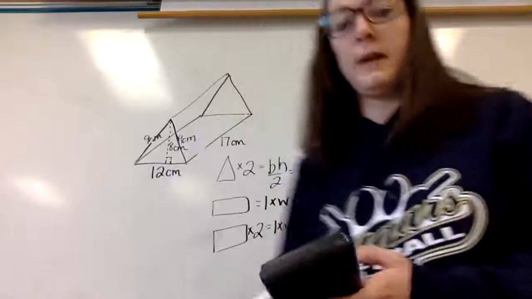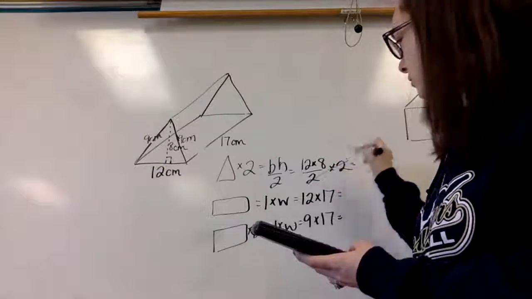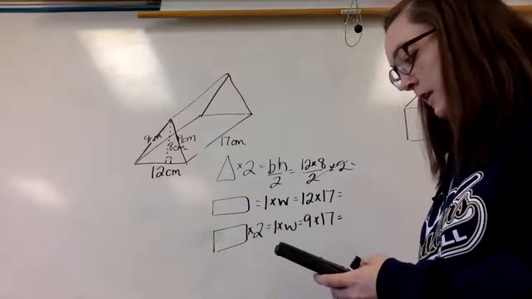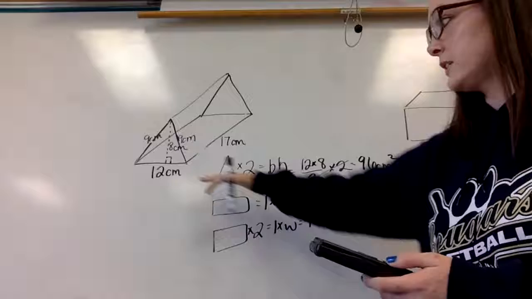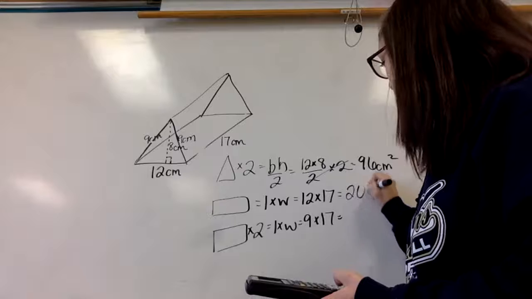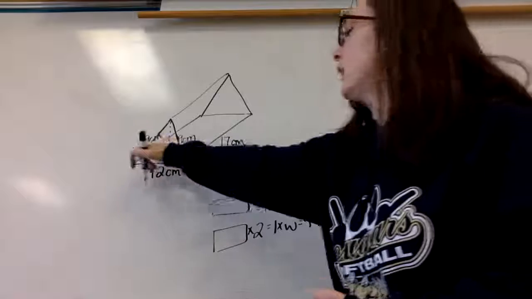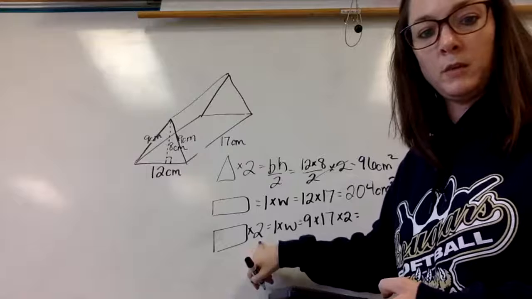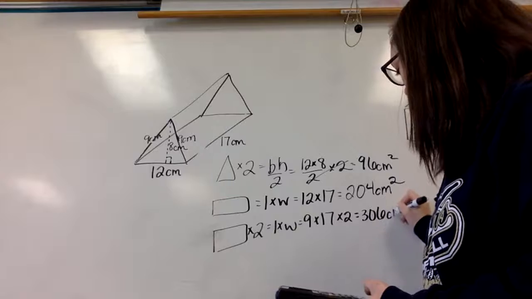Okay, so let's do some math. So for my triangle, if I'm going to divide by 2 and then multiply by 2, there's really no reason for me to do that. So I'm going to say 12 times 8, and I get 96 centimeters squared. For the one rectangle on the bottom, 12 times 17, and I get 204 centimeters squared. For the two rectangles over here on the sides, I'm going to do 9 times 17, and then don't forget there's two of them, so I'm going to multiply it by 2. So I get 306 centimeters squared.